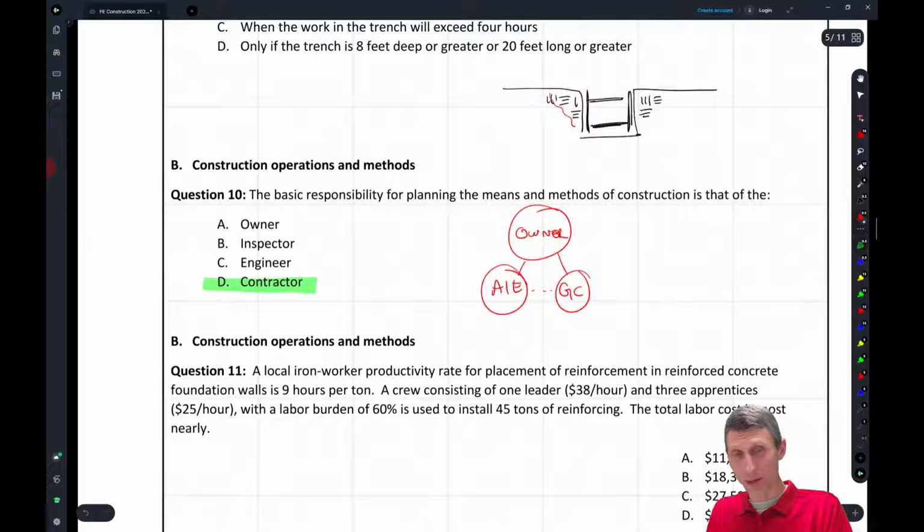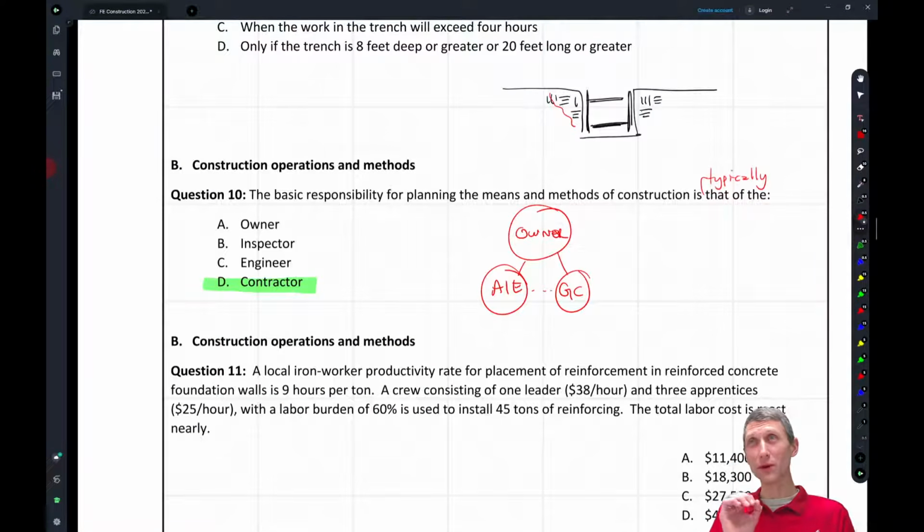I could maybe improve this question. The basic responsibility of planning means and methods of construction is typically that of the contractor. That might make this question a little bit better. But yeah, you throw out the specifics with government contracts. Sometimes there are specific methods, but a lot of times the methods are really thrown to the contractor because the engineer doesn't want to take on that liability.